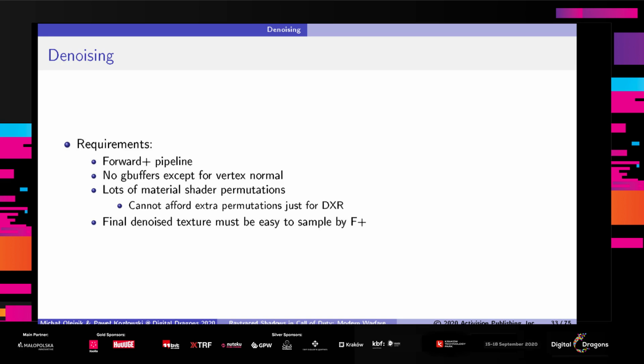Our end goal was to have a simple texture that can be point sampled by the F+ shaders, where each texel contains floating point visibility values for multiple lights.